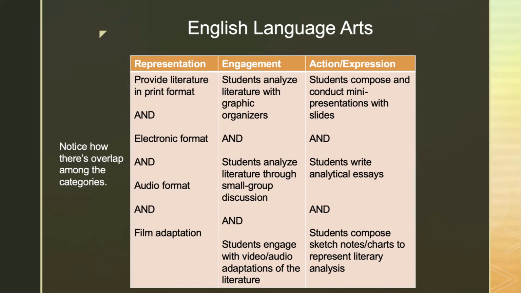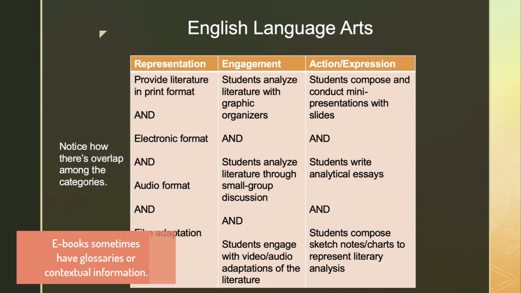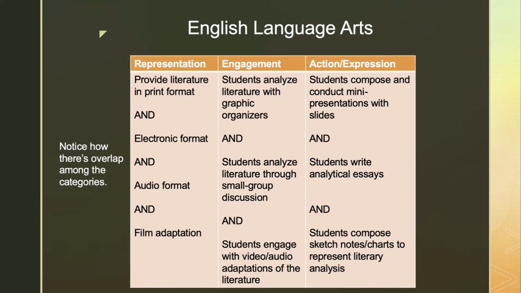If I am teaching a work of literature, I could give my students several ways to read that literature. For instance, they could read a print copy of it, or they could read an electronic copy of it. And the electronic copy of it might be a little bit more interactive for them. Students could listen to a work of literature in audio format, and then as a supplementary form of representation, they could watch a film adaptation of some works of literature.